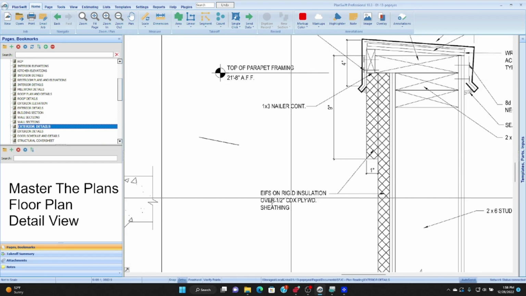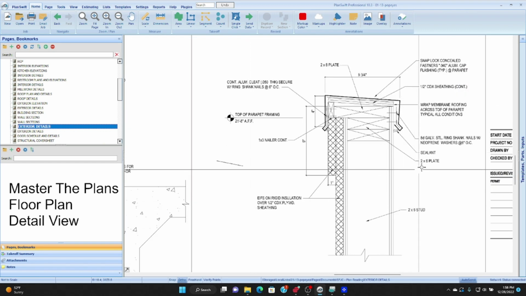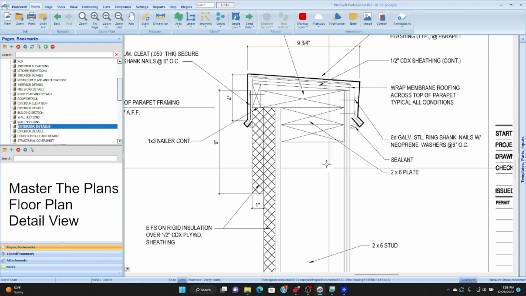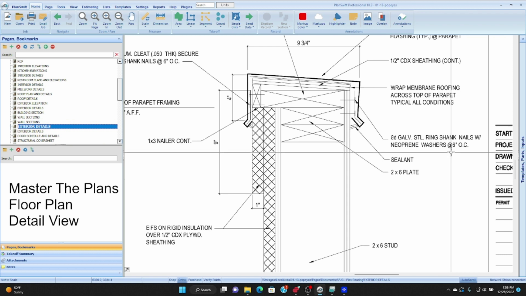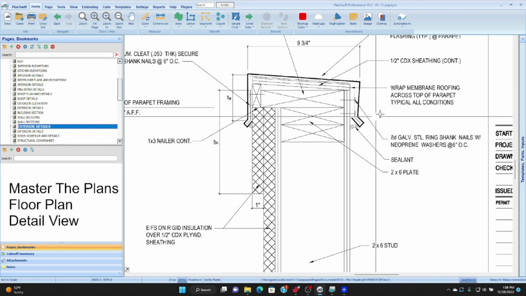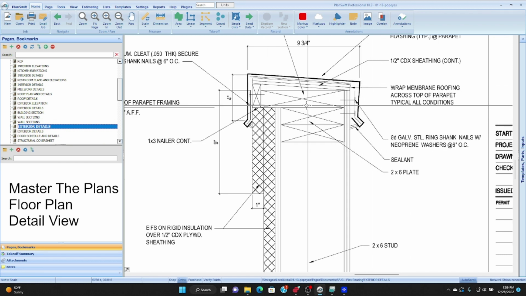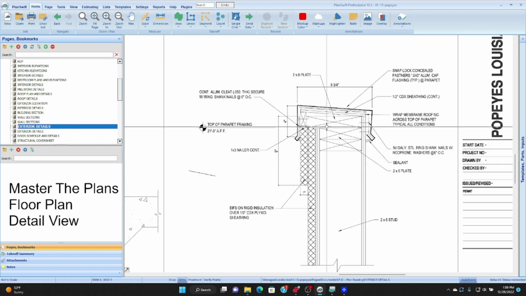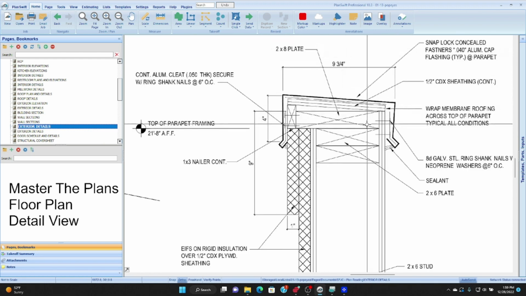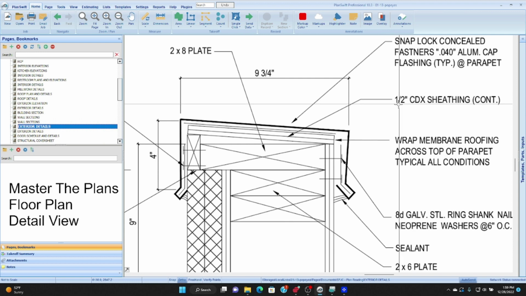So I know now there's a lot here in this presentation of the top of the parapet that was not in the detail call out. And so now if I'm the framer, I know the size of my top plate, 2x8 plate. I know those are 2x6s. I know the nails I need. I know I have to wrap my membrane roofing around the parapet cap. I know that I have to have the aluminum cap.